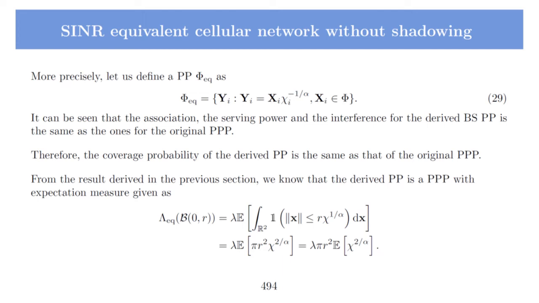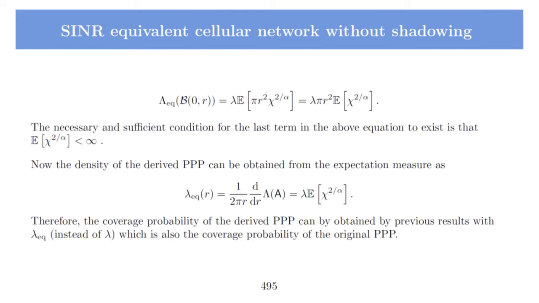Again, it does not matter what the distribution of x is; the only thing we need is the moment of the shadowing gain, the 2 by alpha moment of the gain. This says the same thing: just compute the density and show it's a stationary PPP with this density.